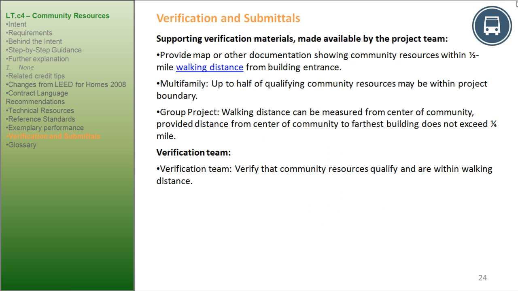Verification and submittals. Supporting verification materials made available by the project team. Provide map or other documentation showing community resources within 1/2 mile walking distance from building entrance. Multifamily. Up to half of qualifying community resources may be within project boundary. Group project. Walking distance can be measured from center of community, provided distance from center of community to farthest building does not exceed 1/4 mile. For verification team. Verify that community resources qualify and are within walking distance.